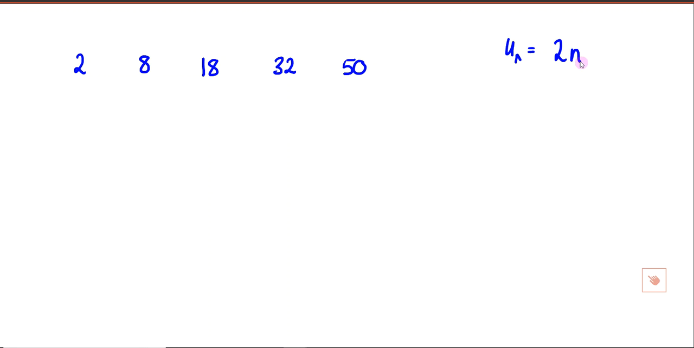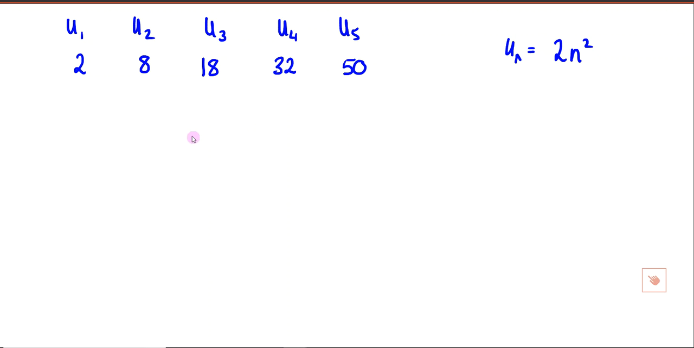It's 2 lots of n squared, because u1, u2, u3, u4, u5. So 1 squared is 1, double it. 2 squared is 4, double it. 3 squared is 9, double it. So we know it's 2n squared, that's all it's going to be. But what we want to do now is see whether we could prove that it's 2n squared or find it another way, because obviously when it gets more complicated we can use the method, right?